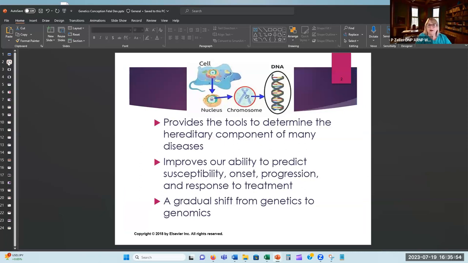So the reason we bring it up is because of the way it's passed down in pregnancy. When conception occurs, the sperm and the egg bring their particular chromosomes together and unite, and it makes a new genome for that new baby. So chromosomes and genes provide all the information our body needs to operate. It guides the body's processes.